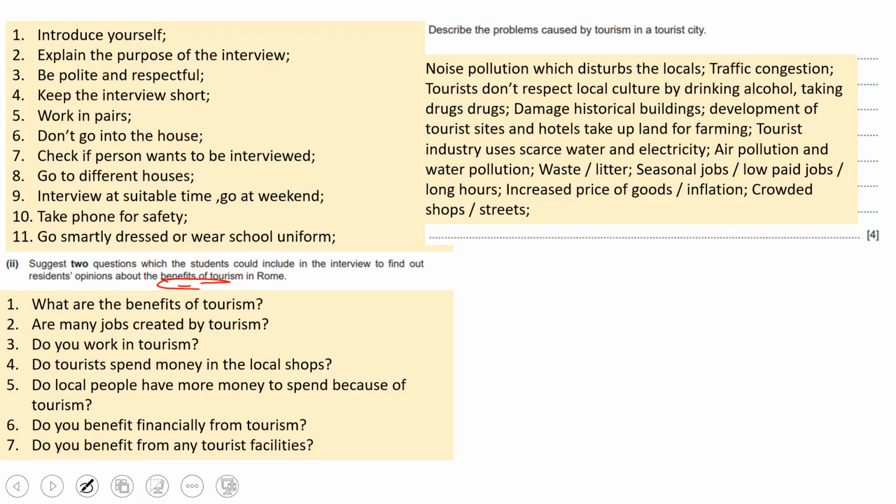Seasonal jobs, the jobs are usually low paid. They can work long hours. It increases price of goods and services. It can lead to inflation, crowded places, crowded shops, crowded streets. These are the problems attached to tourism.